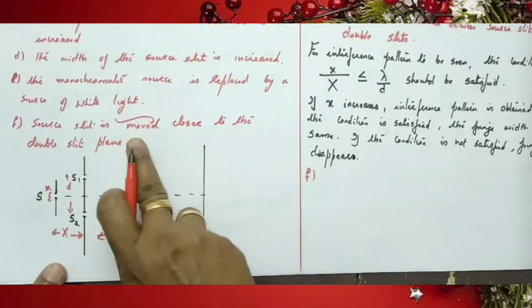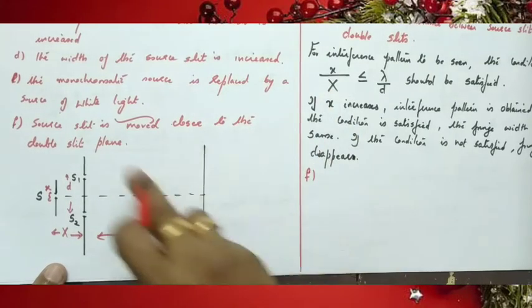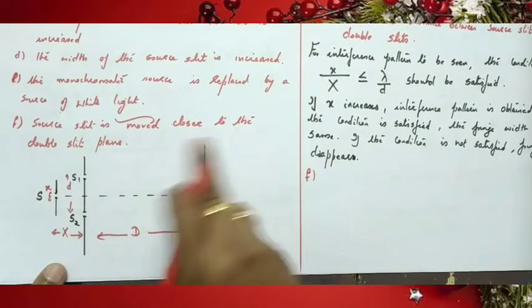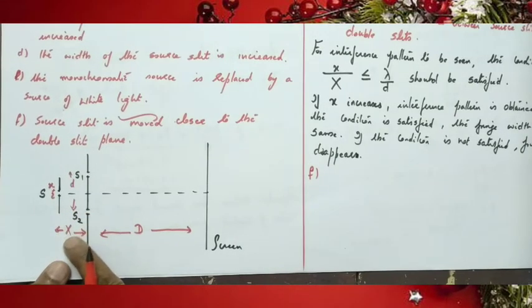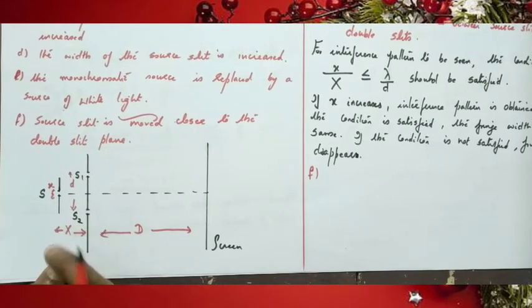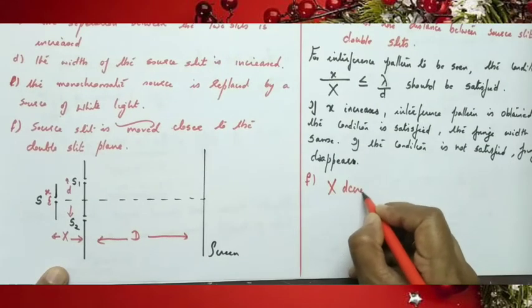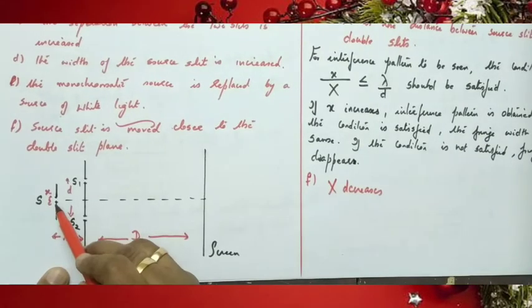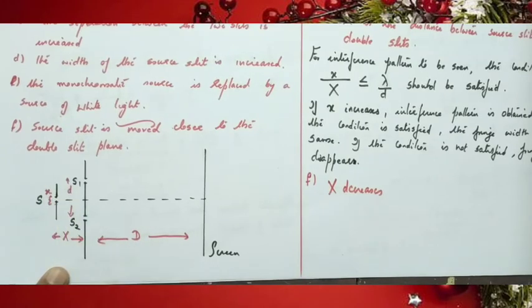The source slit is moved closer to the double slit. That is also related to the same answer. Source slit is moved closer means this slit is moved closer to the double slit. So capital X decreases, isn't it? Is it clear, children? Source slit closer to the double slit means capital X decreases.